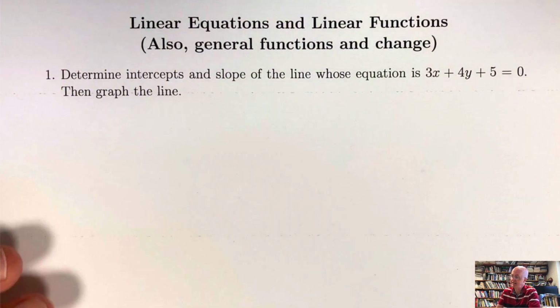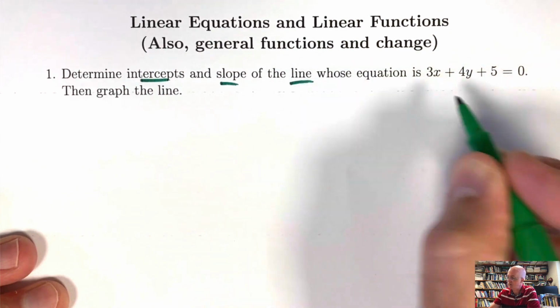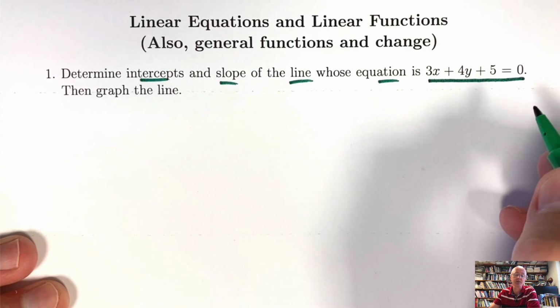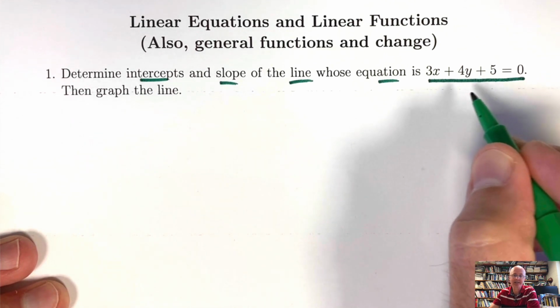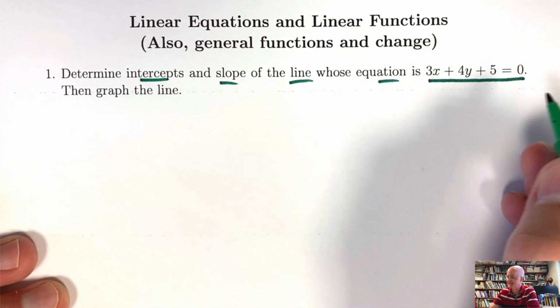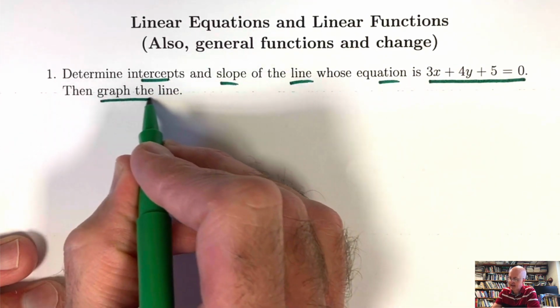The first problem is to determine the intercepts and slope of the line with this equation right here, 3x plus 4y plus 5 equals 0. That's a linear equation in x and y. You only see x and y to first powers and no trig functions, no exponential functions, nothing like that. Its graph will be a line. We also want to graph that line.